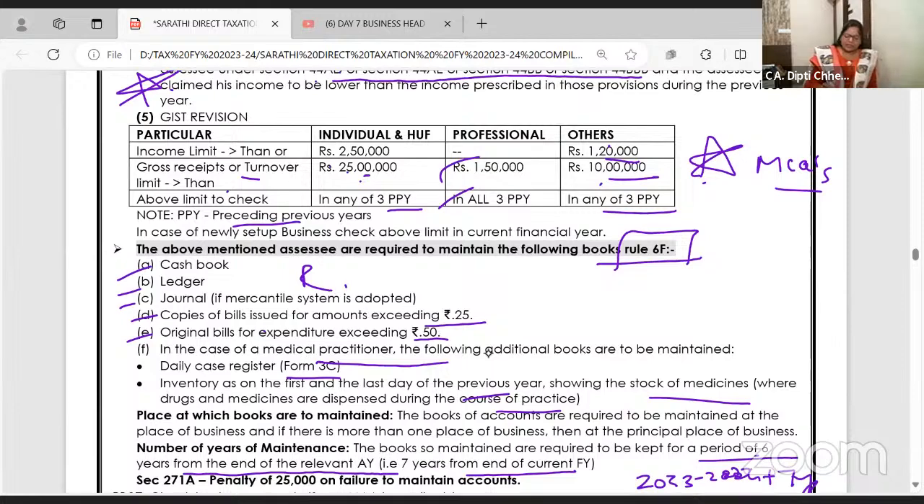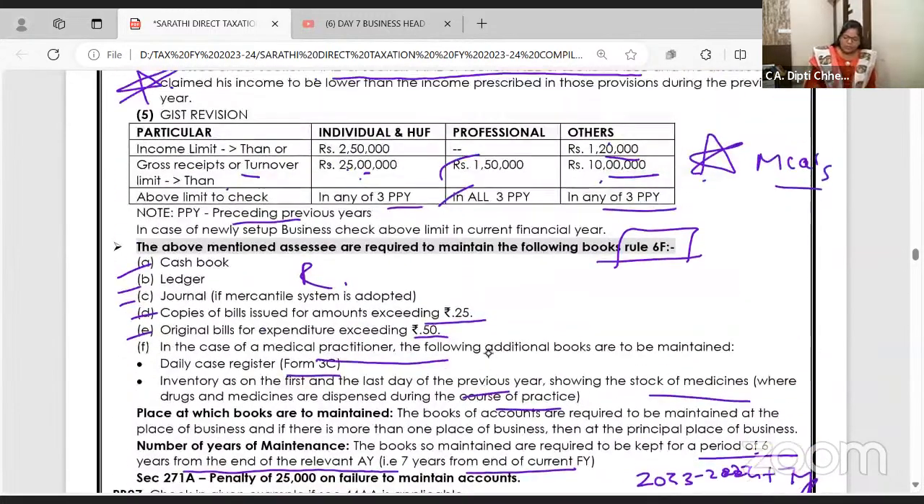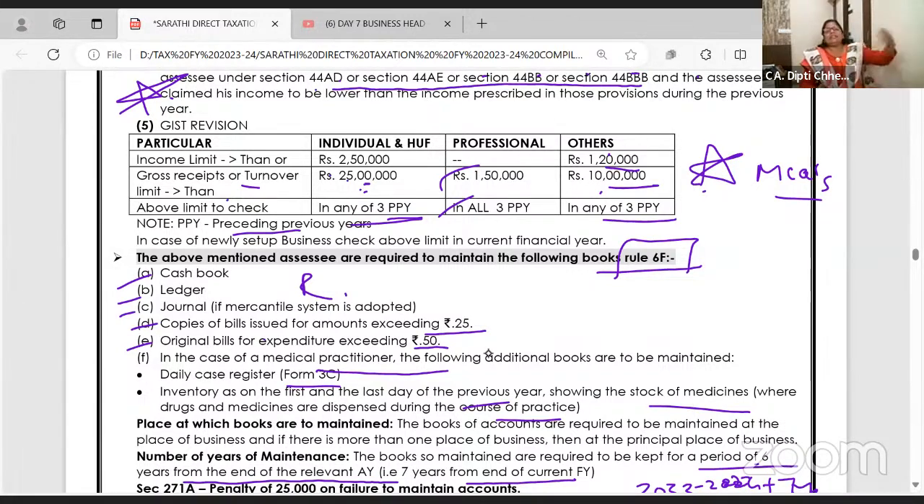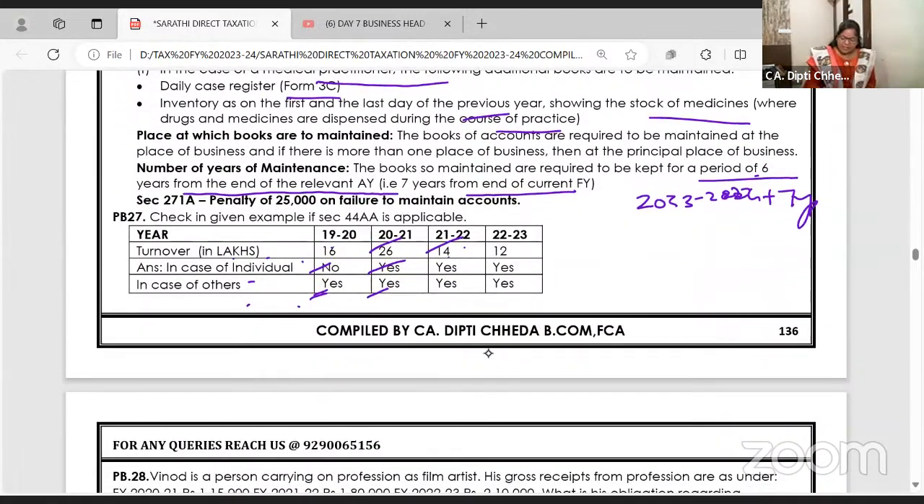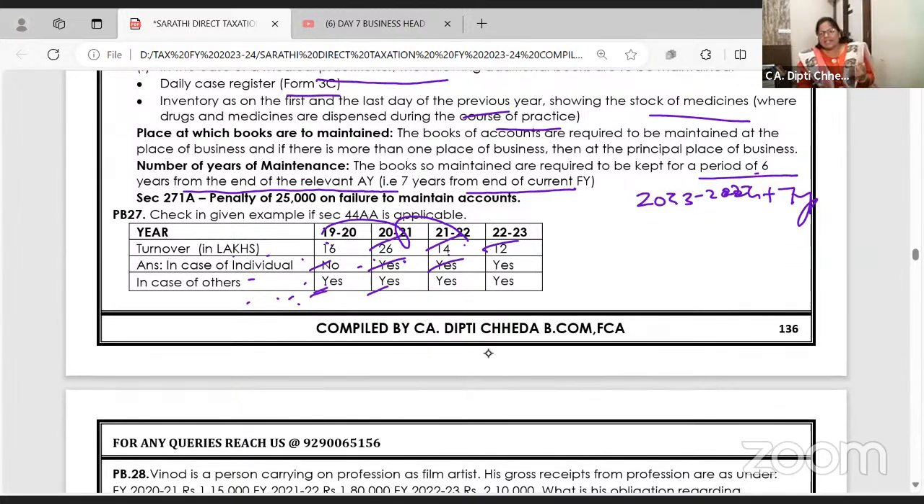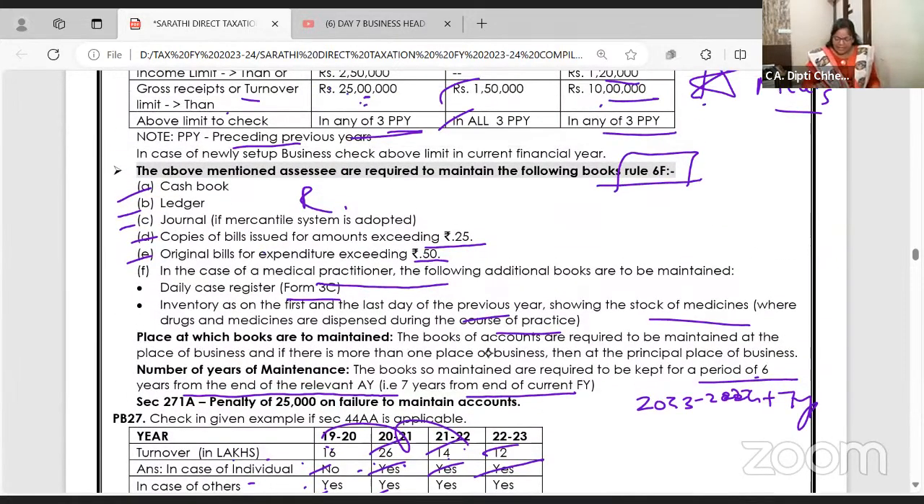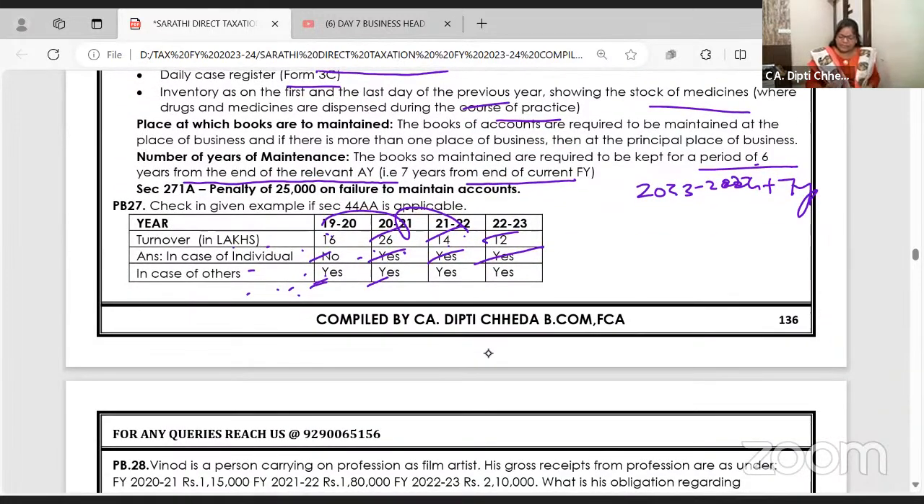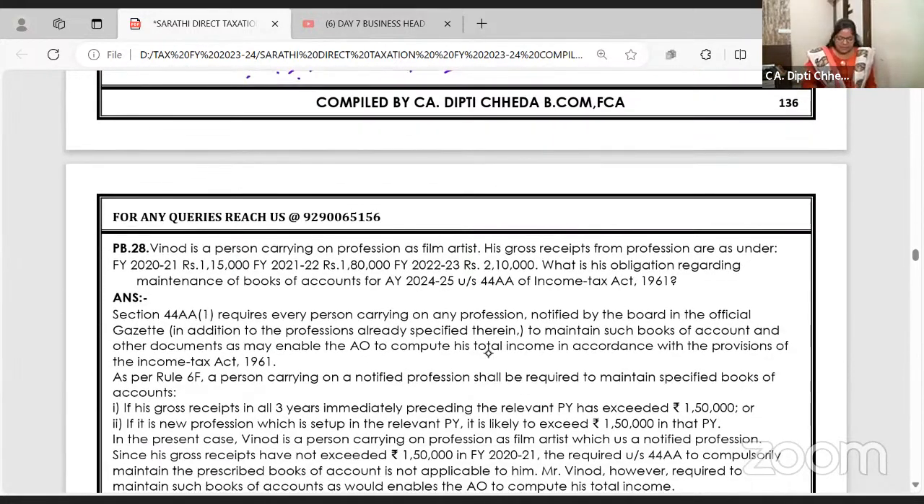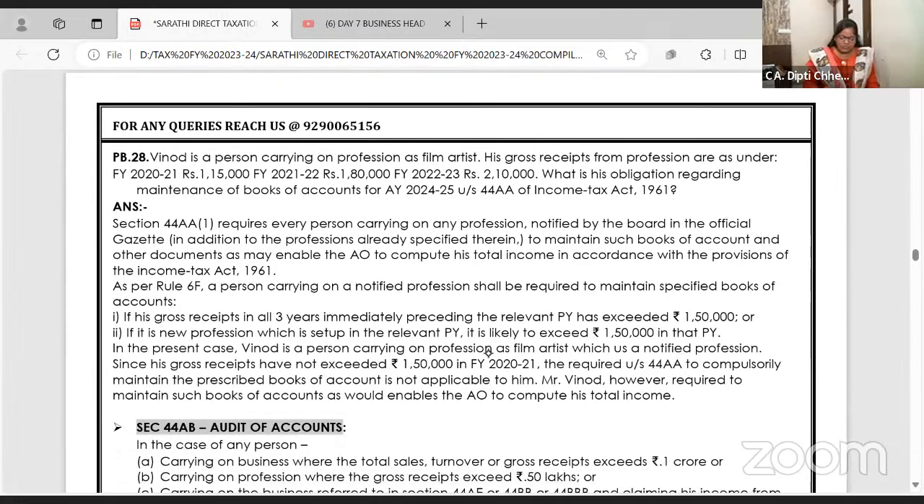14 lakhs ka turnover hai. But still individual should maintain the books because this is 25 lakhs in any of the 3 years. So this year it is 14. But pehle to tha na, pehle 3 years mein. So yes. This time it's 12. But earlier of the 3 years, it exceeded 25 lakhs, no? For individual, turnover or the gross receipts, yes, maintain the books. And for others, any which ways it exceeds 10 lakhs, you have to maintain the books. तो ये तो हर जगह 10 lakhs से exceed हो रहा है. Nice, clear? चलो.